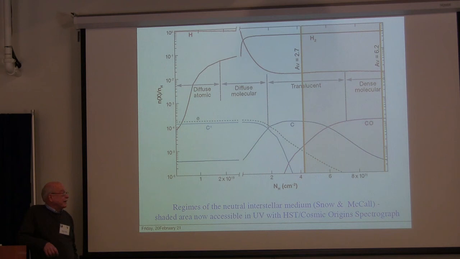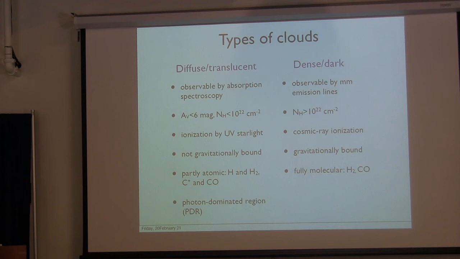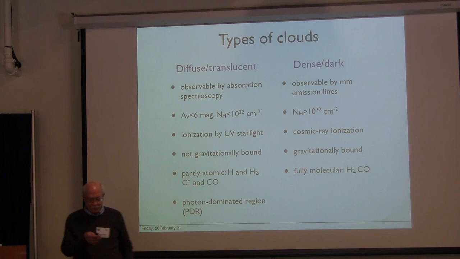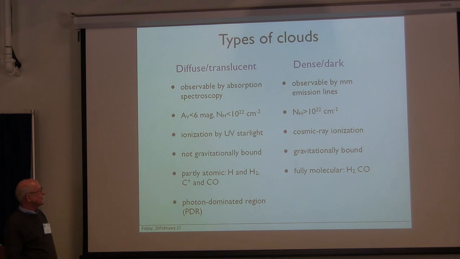And then at some point, the ultraviolet starlight has been absorbed out in the shielding layers, and then we have to look elsewhere for a source of anything to drive an active chemistry. And these are just a few of the characteristics of these different regimes. Again, these are in the slides that are online, so I think I'll skip reading bullets for you. I've said most of this already.